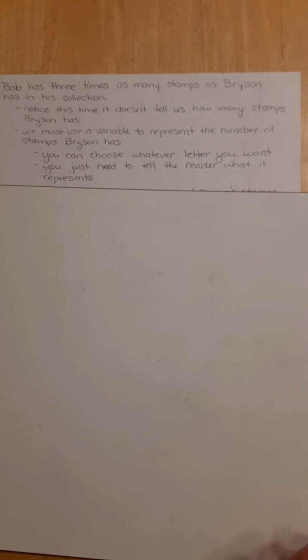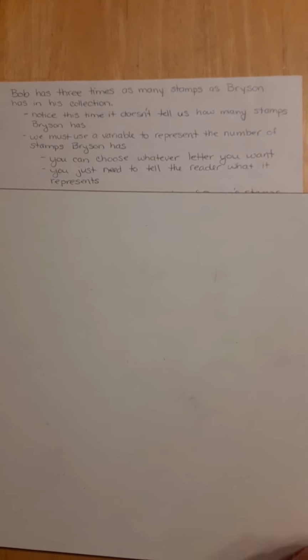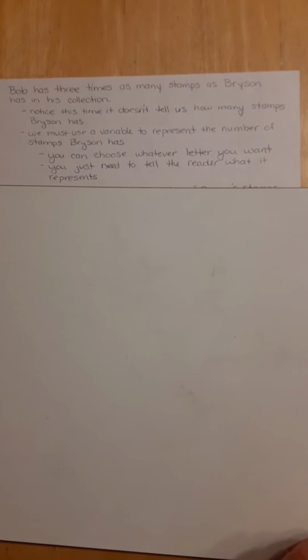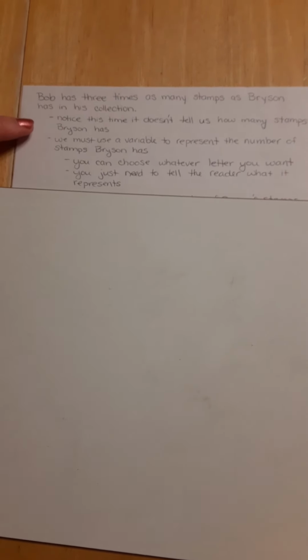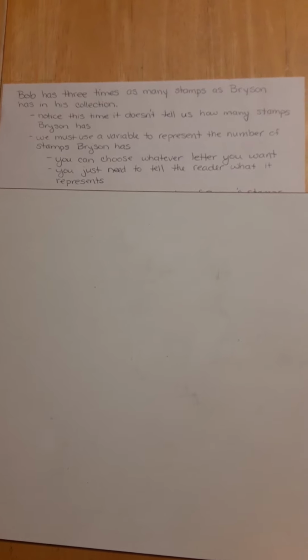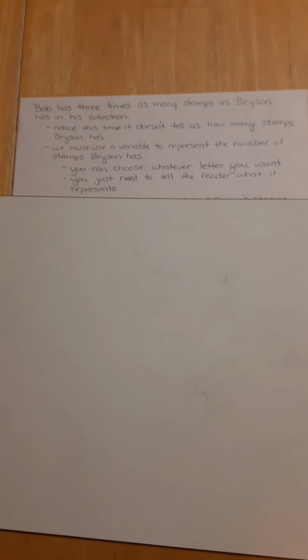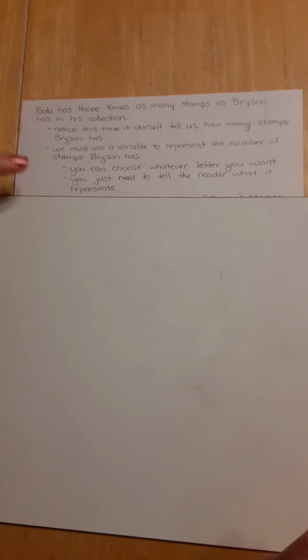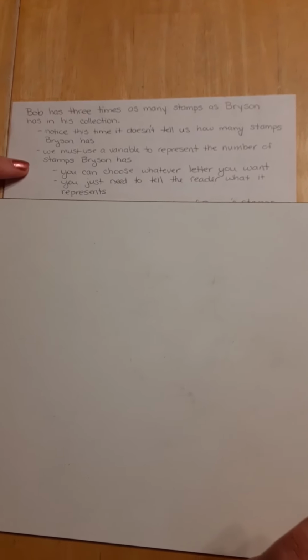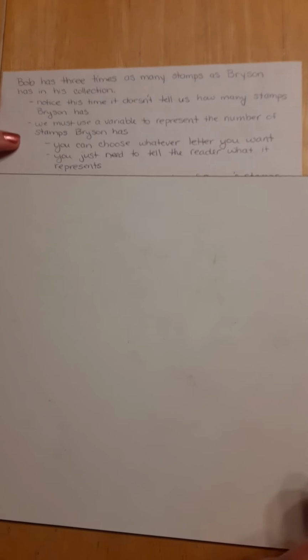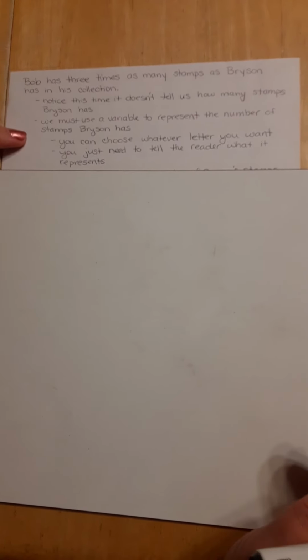Here I have the problem that says Bob has 3 times as many stamps as Bryson has in his collection. So Bob has 3 times as many stamps as Bryson has in his collection. Well, did you notice it? It doesn't tell us how many stamps Bryson has. We have no numbers confirmed yet. Okay, so because we have no absolute numbers, we're going to have to write a variable expression here. Okay, and so we're going to have to use a variable to represent how many stamps Bryson has.